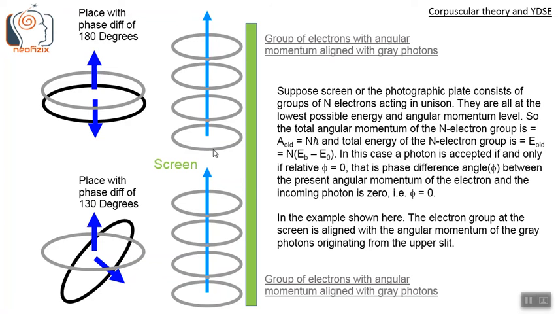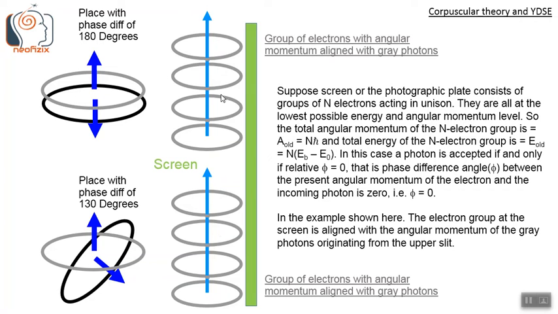So basically, this group of electrons with angular momentum here is aligned with the gray photons that are coming. The phase difference between this gray and the black photon at this place is 180 degrees, like we saw in the previous slide. And the phase difference between this gray photon and this black photon is, say, 130 degrees in this example. So these are the kinds of photons that are coming and falling on the screen. But the screen, suppose, has a group of electrons at this place which is only aligned with these gray photons. They are parallel to these gray photons. So that's why the electrons are also shown as these gray rings.